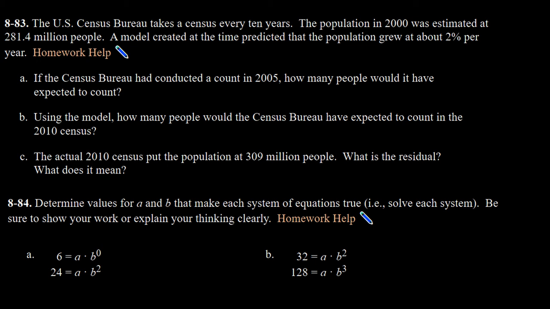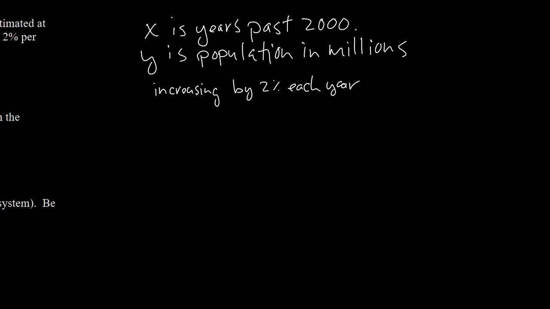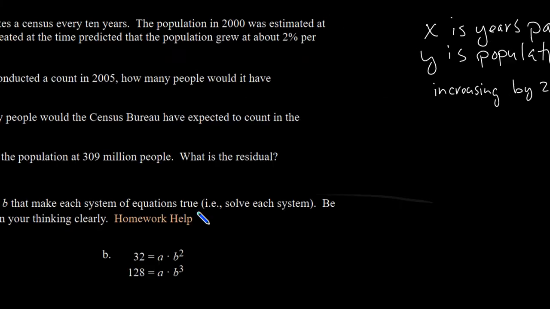So, a couple things. I just want to summarize what we know about this. First of all, I'm going to let x be the number of years past the year 2000. So if x is 1, that's the year 2001. If x is 15, that's 2015. Y is the population in millions of people. So if you see an answer like 5, you know that's 5 million people, not just 5 people. And also the assumption for their model was that the population would continue increasing by 2% each year.